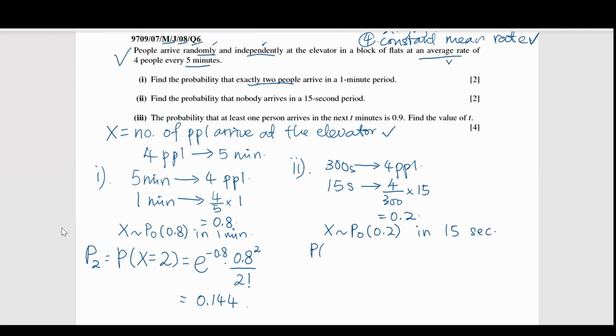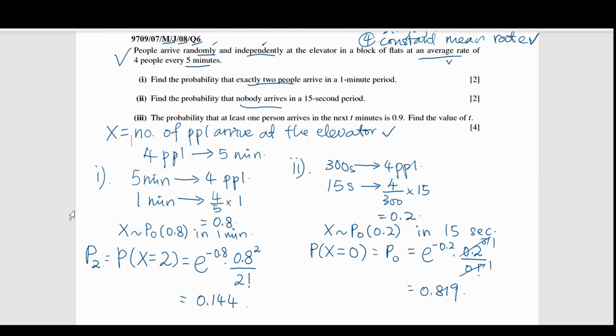Then finding the probability that nobody arrives, which means x equals 0, or P(0). Either way will be fine. And we substitute into the formula: e to the power of negative 0.2, times 0.2 to the power of 0, over 0 factorial. Anything to the power 0 is going to be 1. 0 factorial is also going to be 1. So you press the calculator and we get the probability to be 0.819, rounded off to 3 SF.